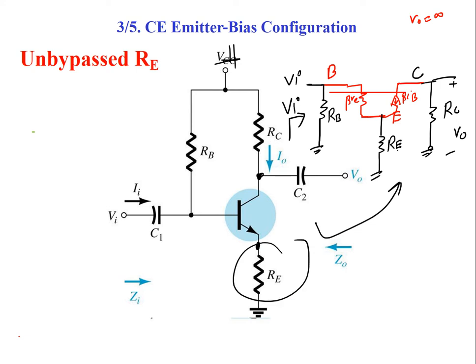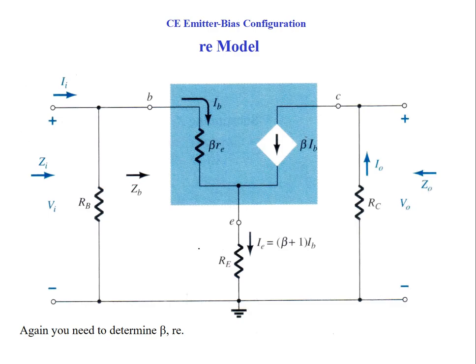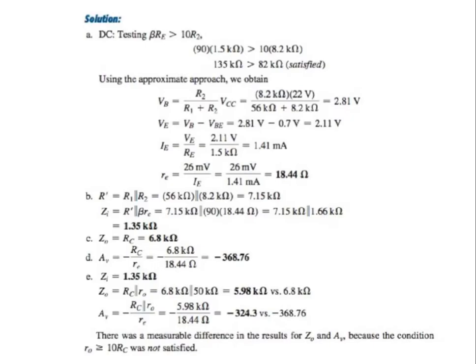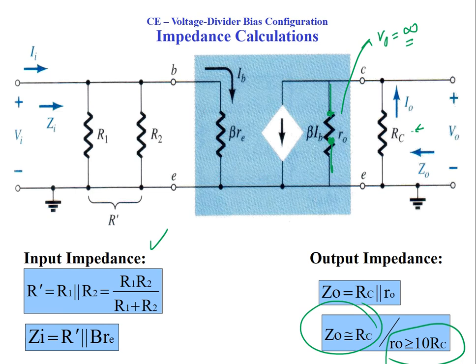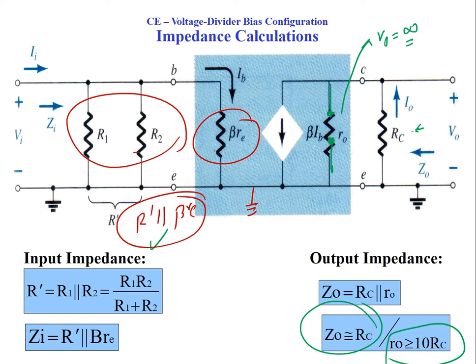So that will be the small signal model for this case. RE is not bypassed here, so the clean model will look like this one. Now for example, if you want to check the output impedance, what will be the output impedance? Only RC. If you want to check the input impedance here, see, initially beta RE was grounded, so you only have this resistance and this resistance, and they are in parallel. So R B parallel with beta RE, that was your input impedance.